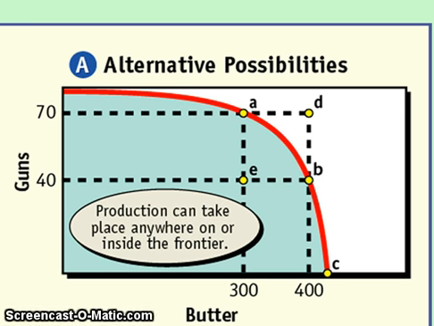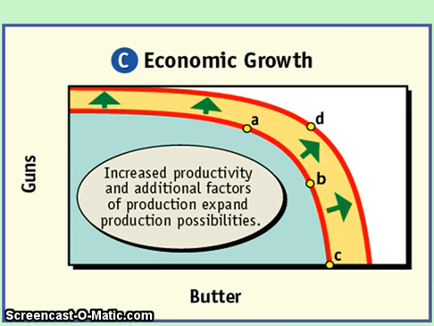So what does that look like when we actually move the entire curve? When you have economic growth, which is increased productivity from additional factors of production, technology, or international trade, the entire curve expands outward because we've increased overall production completely.